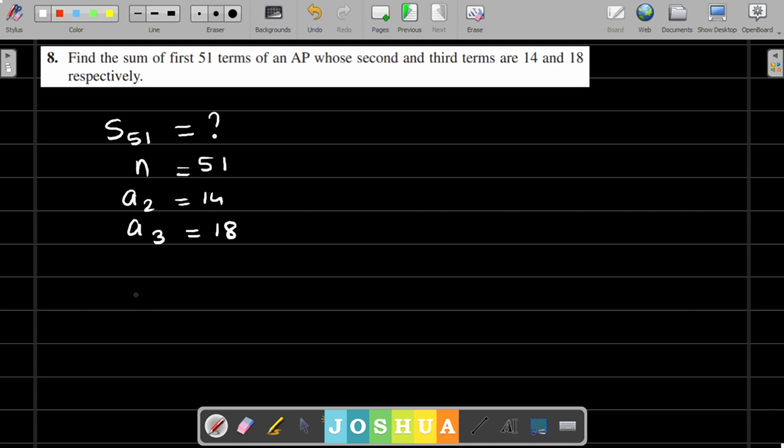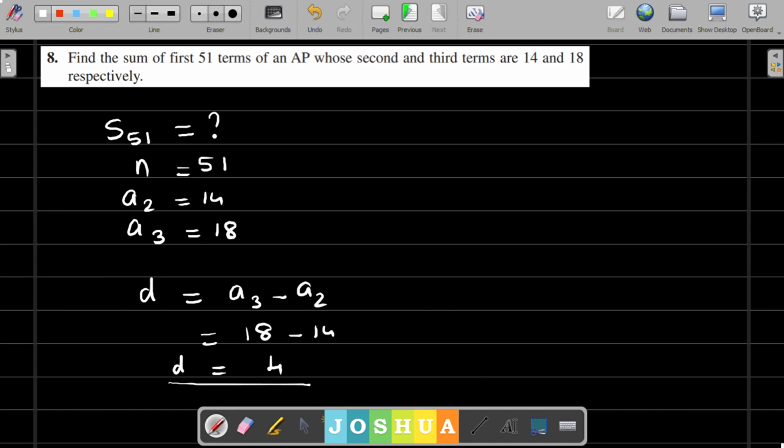So D is the common difference, the difference between two consecutive terms. In this case, A3 minus A2. Usually we say second term minus first term, but that is not a rigid rule. Even third term minus second term or fourth term minus third term also gives the D value. So D is equal to A3 minus A2. A3 is 18 and A2 is 14, so D is equal to 4.